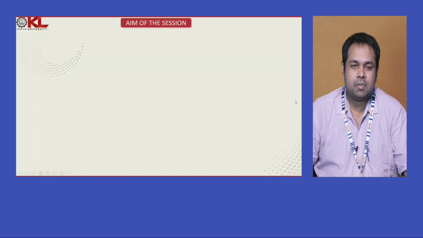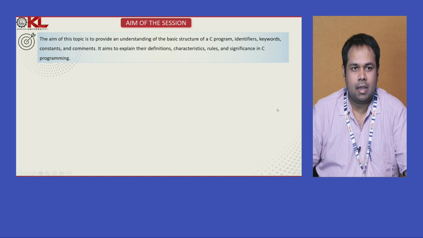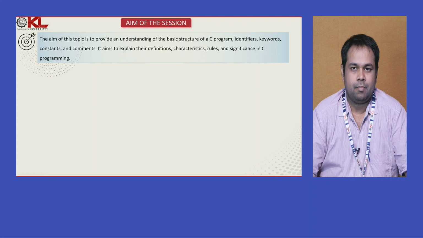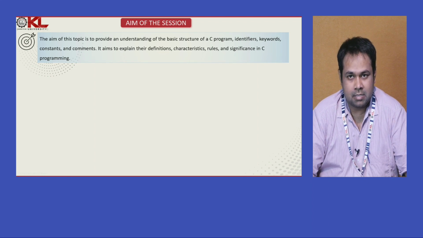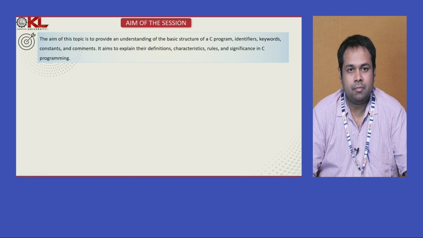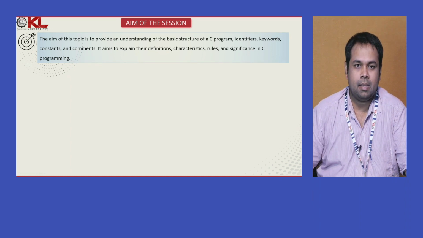What is the aim of the session? Very first, the aim of this topic is to provide an understanding of the basic structure of C program, identifiers, constants, comments, everything. And here we are going to aim at explaining their definitions, characteristic rules and significance in C programming.